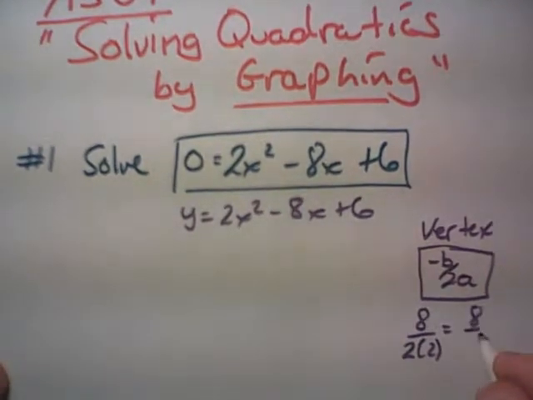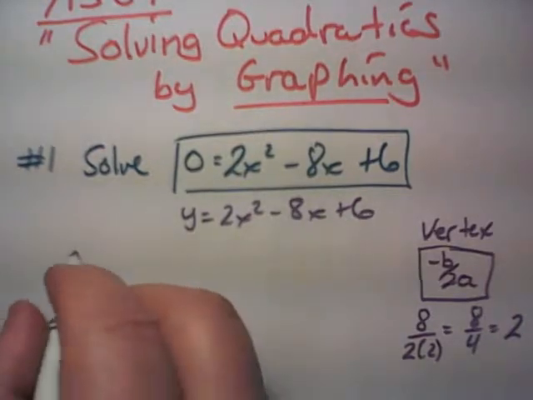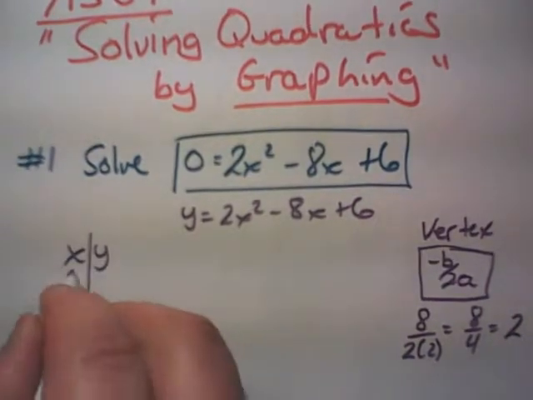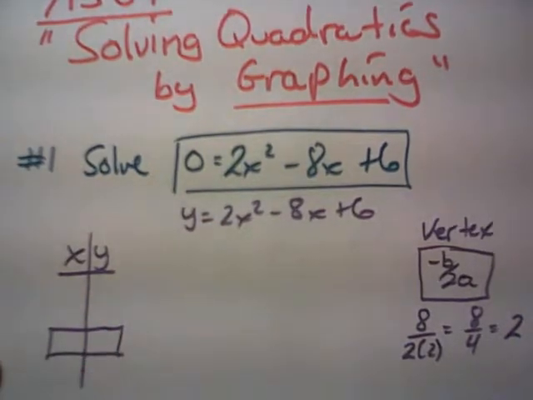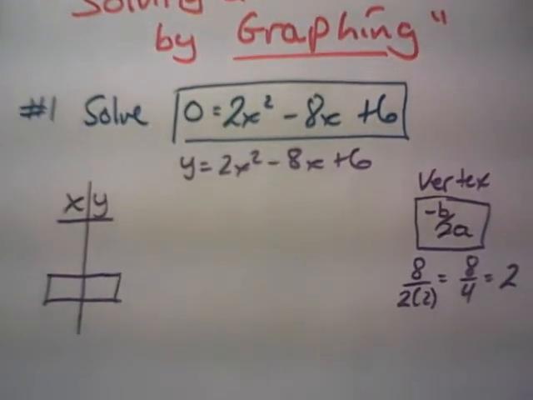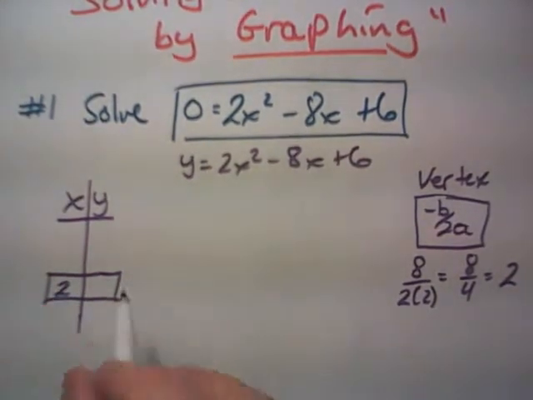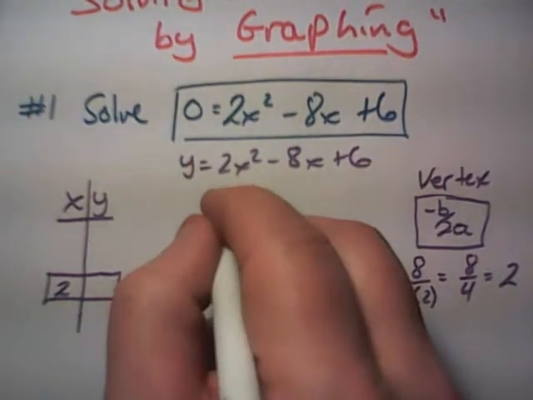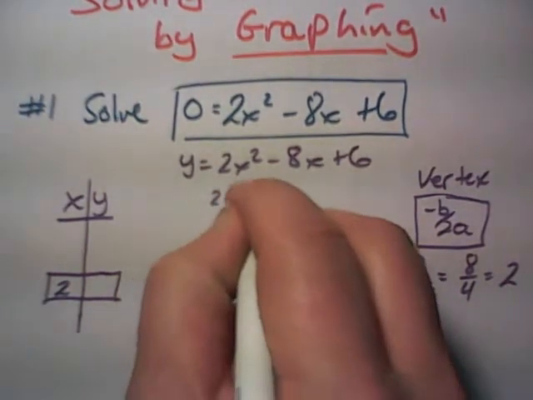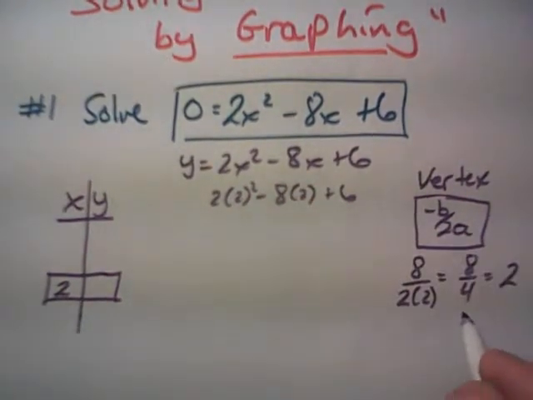So that's equal to 8 over 2 times 2, which is 4. And then 8 over 4 is 2. So when we make our table of values, we're going to start with the vertex, and that's what we put our rectangle around. We're going to start with our vertex at 2, something. In order to figure out what the something is, we're going to have to plug 2 back into the equation. So for example, we're going to have 2 times 2 squared minus 8 times 2 plus 6.